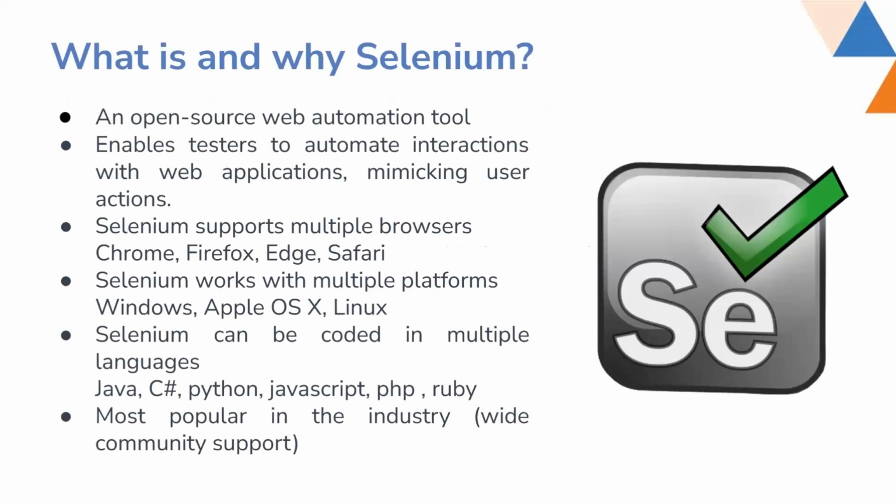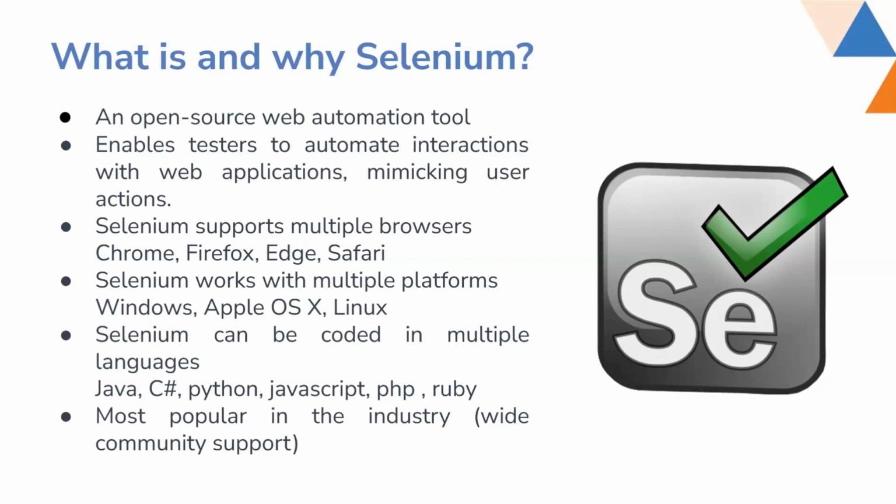What is Selenium and why do we need it? Basically, Selenium is an open source web automation tool, which means it's only for the web and not for any other application like desktop or mobile applications. By open source, I mean that you can just download the Selenium jars from their official website and you can start working on it. It's not a paid tool, so you don't really have to pay for anything.